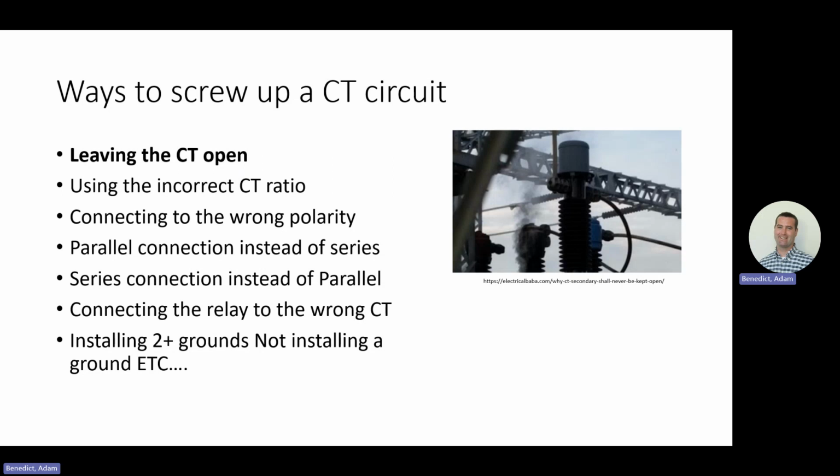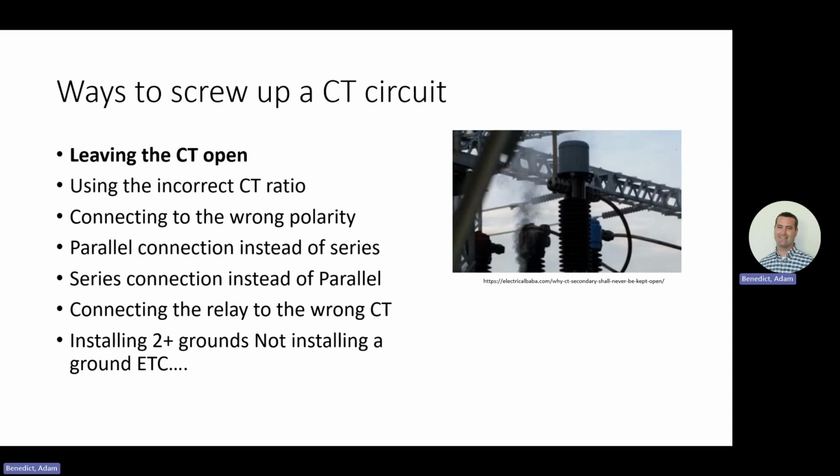I think a transformer in Vassalboro was damaged for something very similar. Using incorrect CT ratio, this is one with that coordination between the P&C design and settings. Having the wrong ratio is going to make their settings invalid, which would cause issues. Connecting the wrong polarity, certainly on a diff circuit, that would cause an issue. Thinking you're getting a positive current and you're getting the opposite, that negative reading.